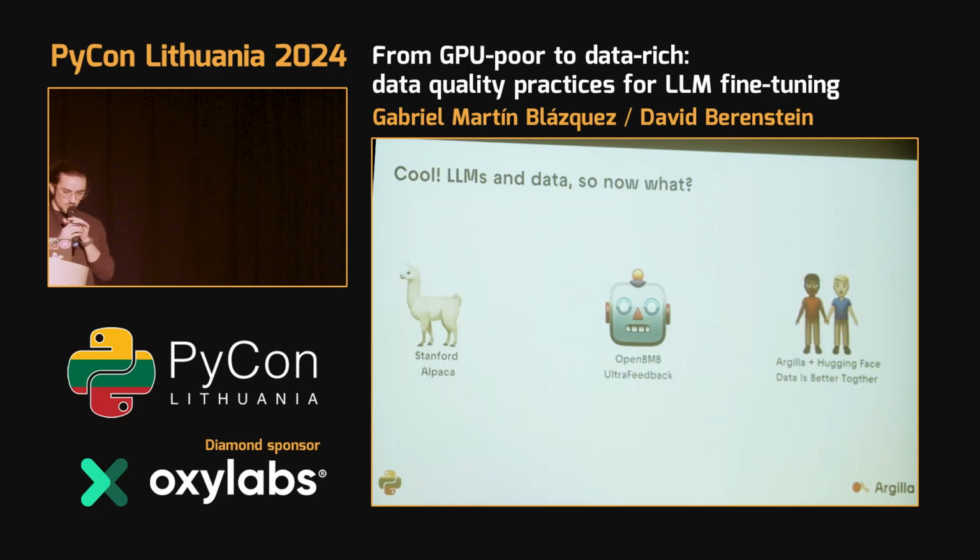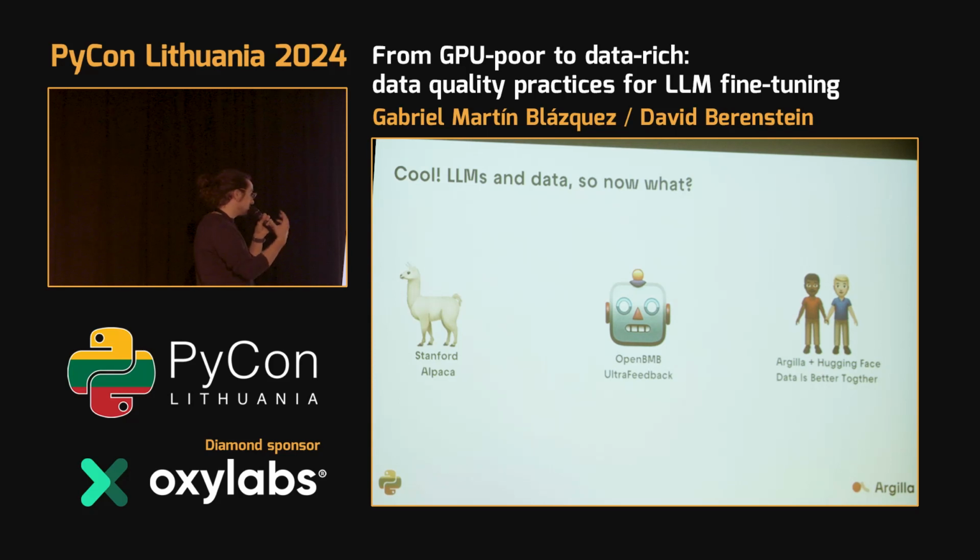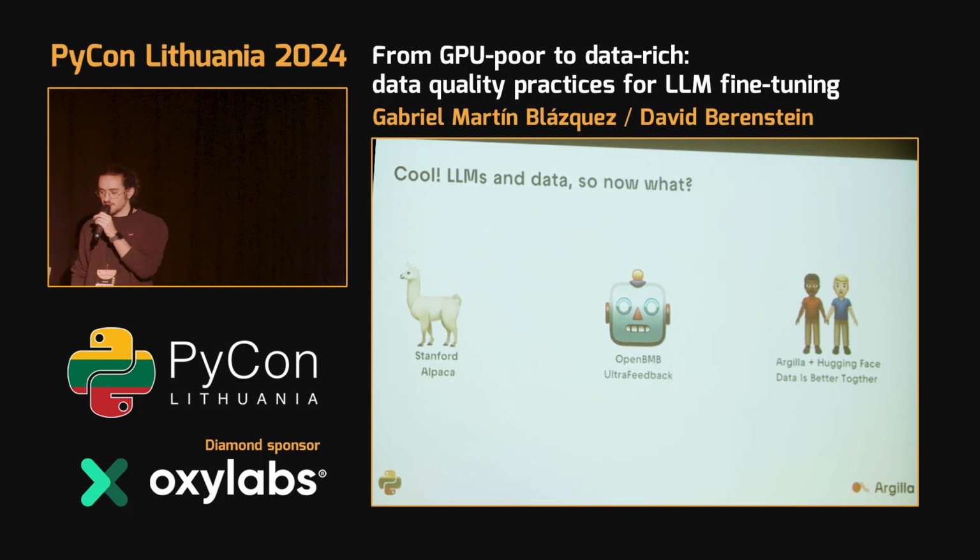Okay, so yeah, given this introduction, today I would like to talk about these 3 experiments that we did: starting from what we did to improve the Stanford Alpaca dataset, what we did to improve the UltraFeedback dataset, and one collaboration that we did with Hugging Face to basically create a prompt dataset from humans.